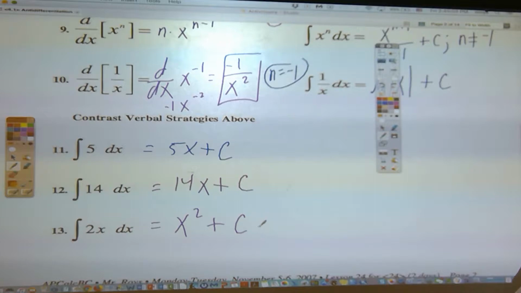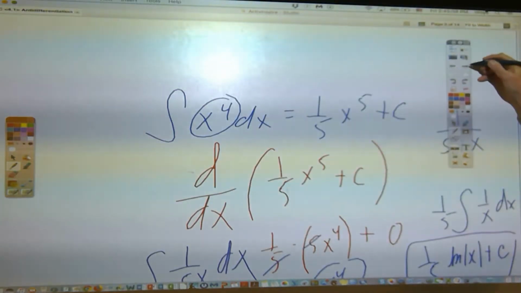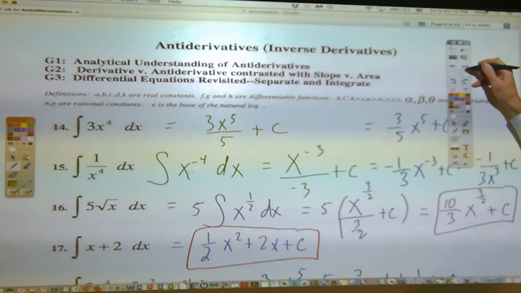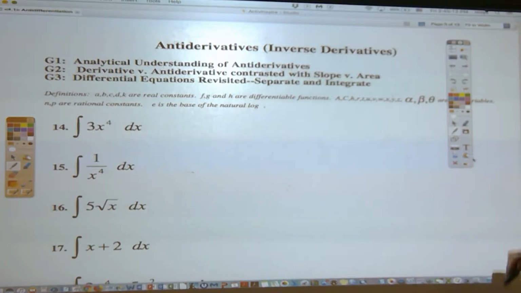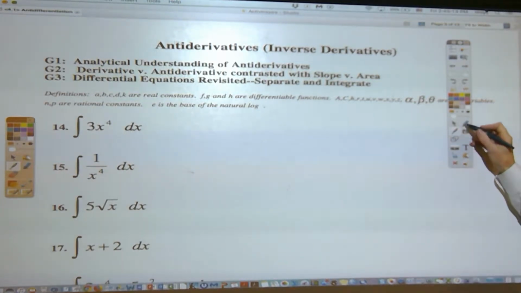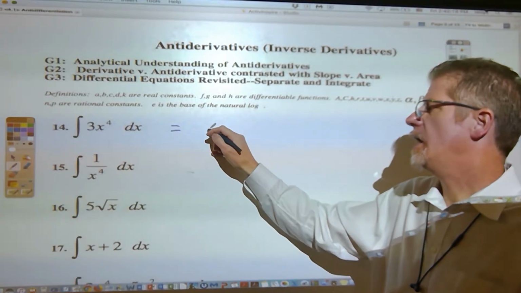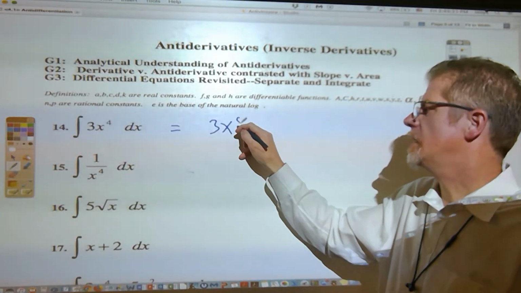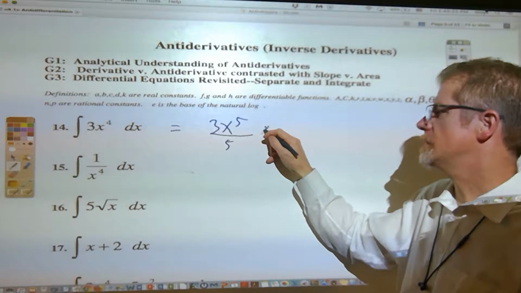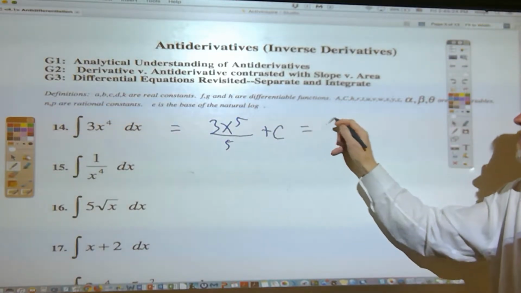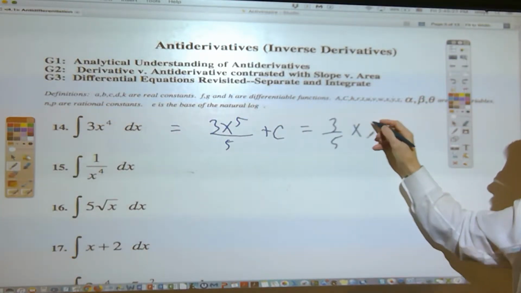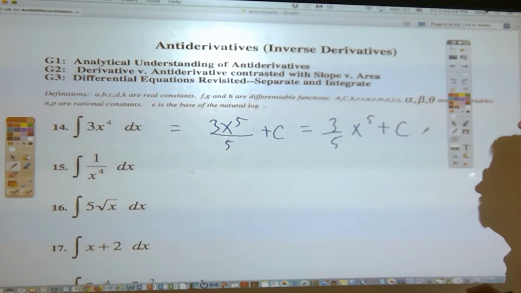Let's turn the page. Doing a great job, by the way. Moving right along. 3x to the 4th. Now, this one is pretty straightforward. We're just talking add 1 to the exponent and then divide by the new exponent. Now, sometimes this is going to be written as 3/5 x to the 5th plus c.